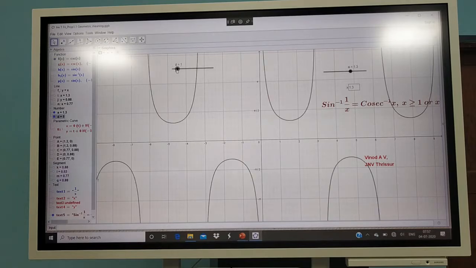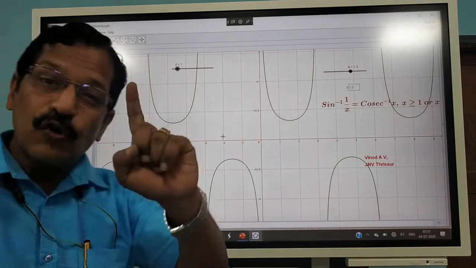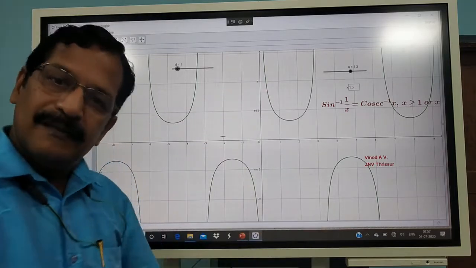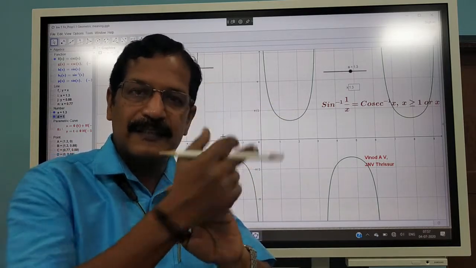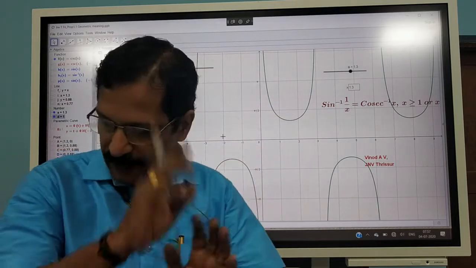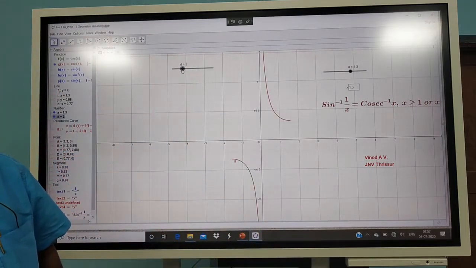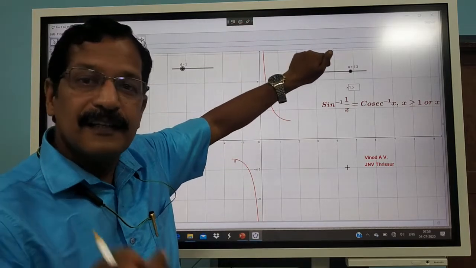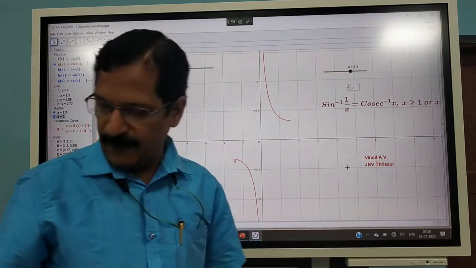See, this is the graph of cosec x. Now, from here we have to find the inverse by restricting its domain. When the domain is restricted, we will get the graph in this way. This was the graph of cosec x in the restricted domain. And this is discussed in the previous session.